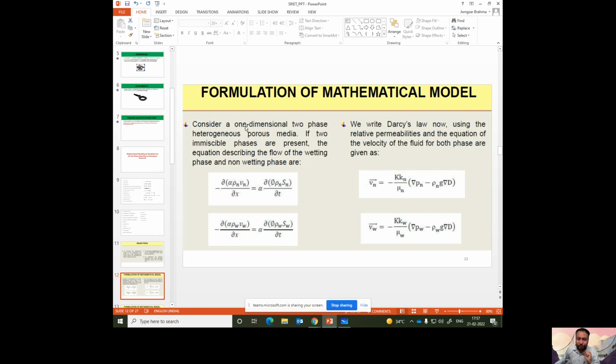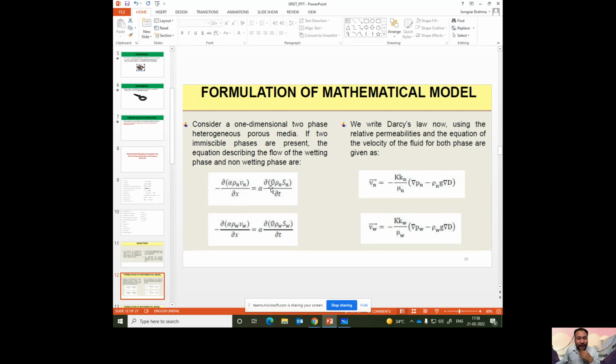Okay. Now look here. Consider a one-dimensional, two-phase heterogeneous porous media. If two immiscible phases are present, the equations describing the flow of the wetting phase and non-wetting phase are this. This is the partial differential equation. What is alpha? I have defined it in the previous slide. What is rho n? I have defined it. What is Vn? I have defined it here. Del y del x is the partial derivative with respect to x. X represents the length, the one-dimensional length here.